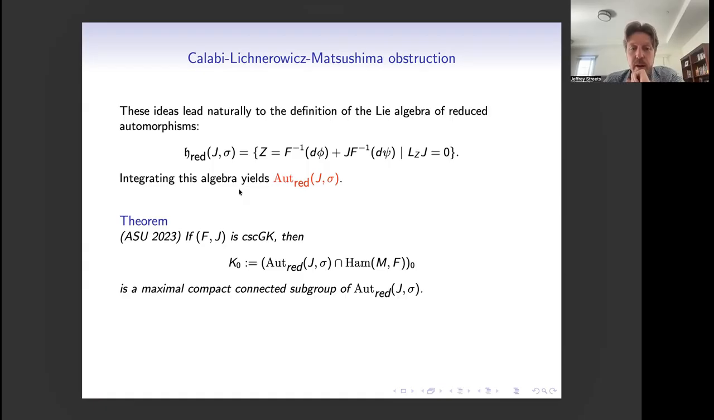And then a theorem that we showed a few years ago is that if you do have a constant scalar curvature generalized Kähler structure, then we have this nice statement. I can define this group K naught, which is the reduced automorphisms inside the Hamiltonian group, and then I take the connected component of the identity. You can show that this is a maximal compact connected subgroup of this group of automorphisms. In particular, this group is actually reductive. So this group of reduced automorphisms is the complexification of this group K naught. So this is like the Calabi, Lichnerowicz, Matsushima obstruction.